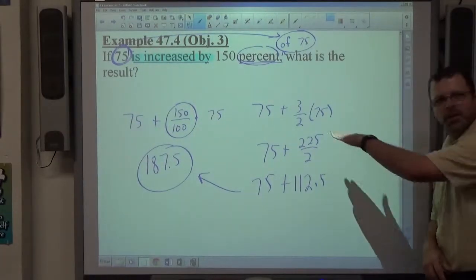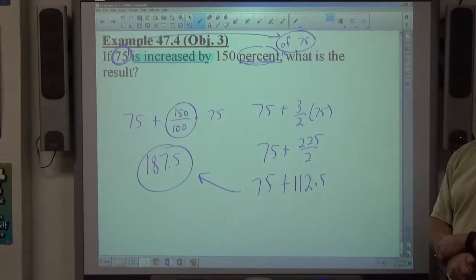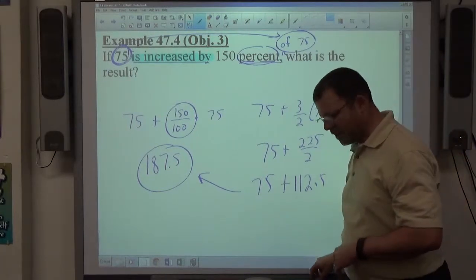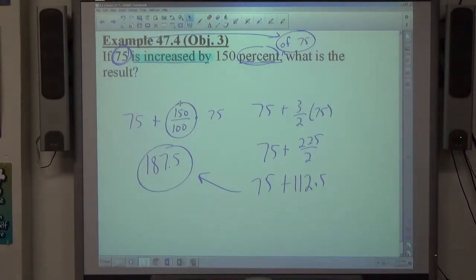If you want to be a little more self-sufficient, I have to use a calculator. I did it way different than that, and I got the right answer. All right, that's fine. I did 75 divided by 2, and I got 37.5.